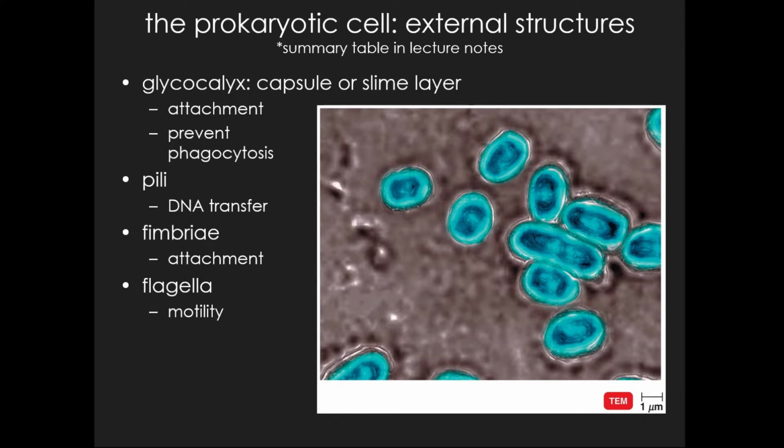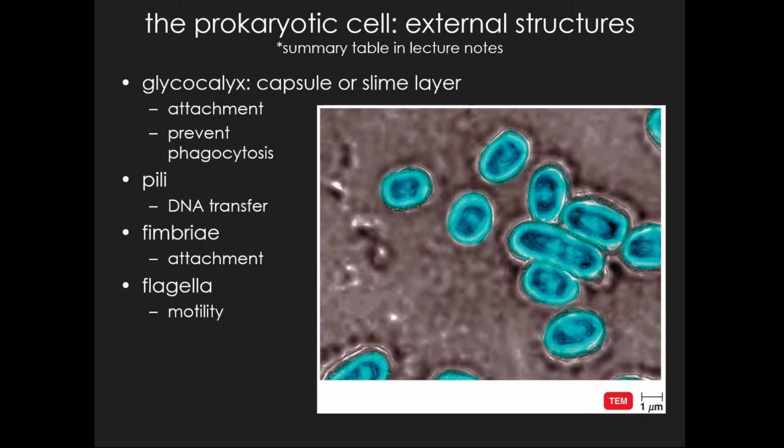To begin our discussion of the prokaryotic cell, as I mentioned, we're going to start from the outside in. So initially, we're going to be talking about the parts of the cell which exist outside of the cell membrane and so are external to the cell itself. There are 4 of these that we generally talk about, and there is a summary table there that will give you some information about each of these.